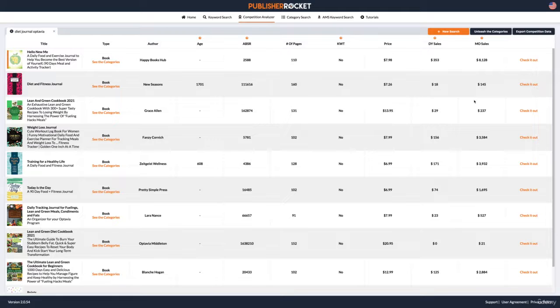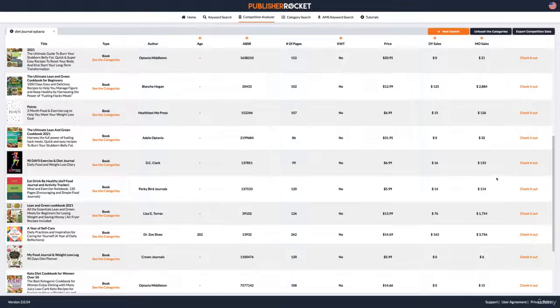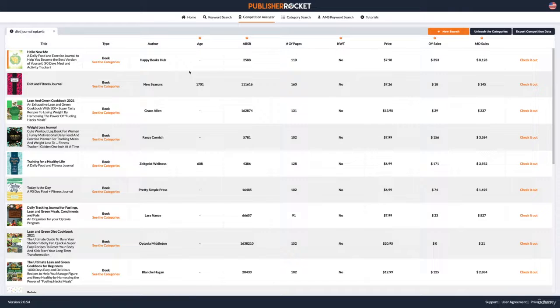So make sure that all of these books actually make money, that no book or very, very few books earn pretty much nothing. Like all of these are very, very good. There's only this one book here which only makes $21 per month, but that is fine. All of these other ones earn a lot more, and you can actually scroll down and click right here on load more and analyze even more niches. And you will see that all of these other books right here, they all do make money. And there's even one book right here that earns $15,001 per month, and this one $57,895 per month. So that would be a very interesting niche.